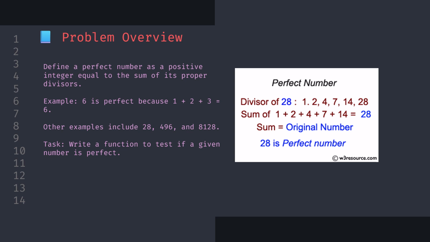A perfect number equals the sum of all its proper positive divisors. For instance, 6 is perfect as its divisors 1, 2, and 3 add up to 6. We aim to create a function that tests this property. This concept is key in number theory and fascinating to explore.